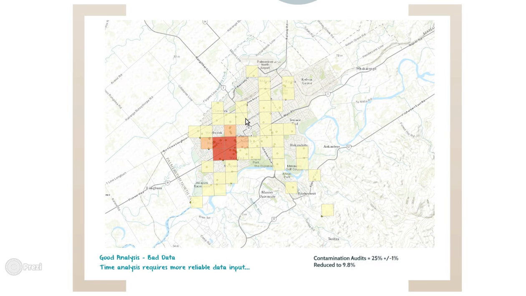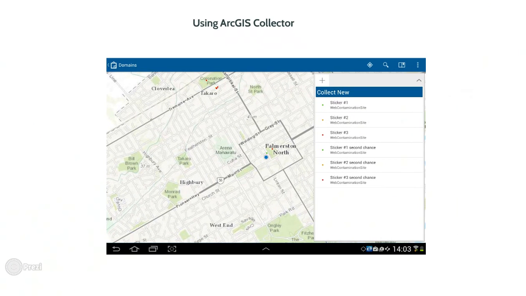We're going to be doing another contamination sweep in February. This time we know what to expect, and we're trialing a new app which is ArcGIS Collector. This works on iOS and Android apps. You can download it. If you have an organizational account, you should be able to access and use it.